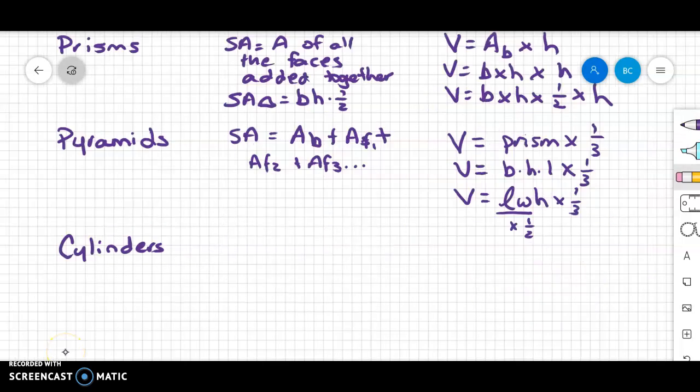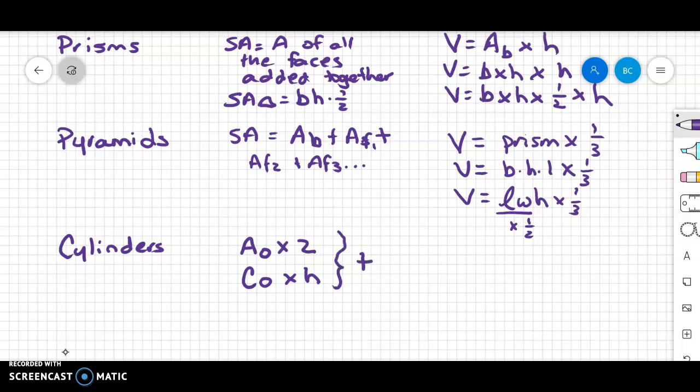Next, I'm going to move on to cylinders, and when I'm looking at the surface area of a cylinder, I'm going to find the area of the circular base, and I'm going to multiply that times 2 for the top and bottom. I'm also going to find the circumference of the circle, which I'll call C, times the height of the cylinder, and I'm going to add those two things together. For the volume of a cylinder, I'm going to find the area of the base times the height of the cylinder.